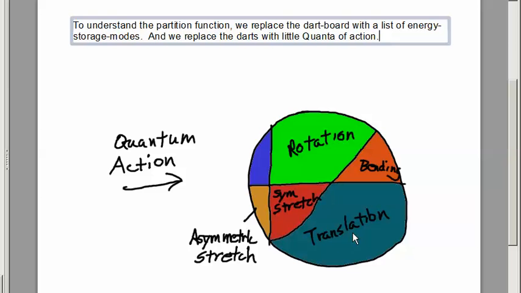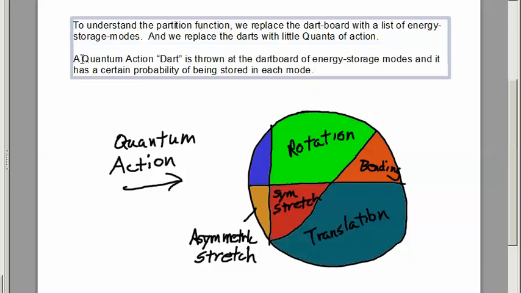To understand the partition function, we conceptually replace the dartboard with a list of energy storage modes: rotation, translation, bending, symmetric stretch, and asymmetric stretch. We replace the darts with little quanta of action. A quantum action dart is thrown at the dartboard of energy storage modes, and it has a certain probability of being stored in each mode.